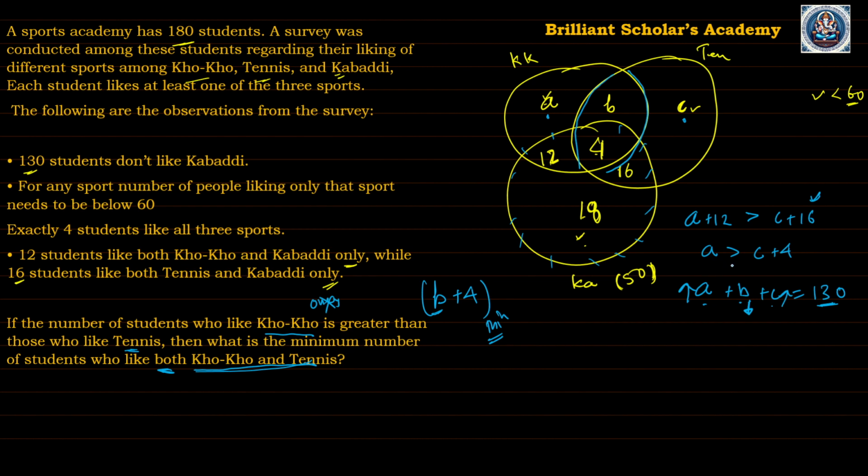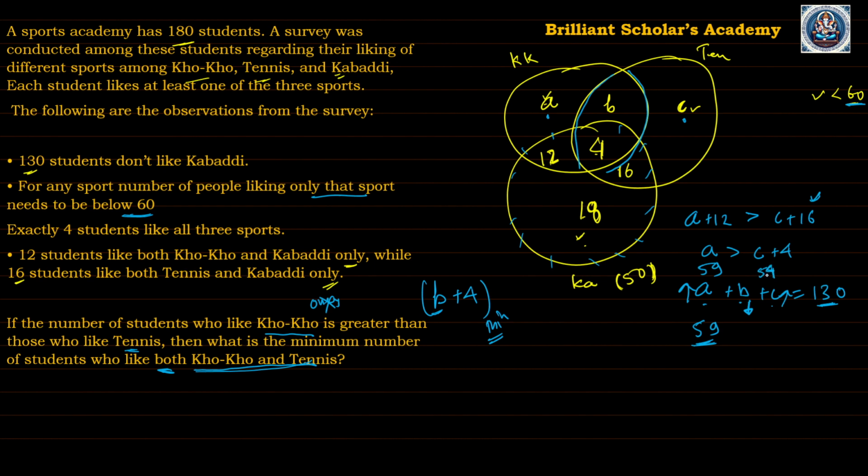Now A is the upper number. Upper number must be less than 60. So I can go up to 59. I can take A as 59. I cannot take A as 60. It clearly says people who like only one sport must be below 60. Highest number below 60 is 59. If this is 59, this must be 54.